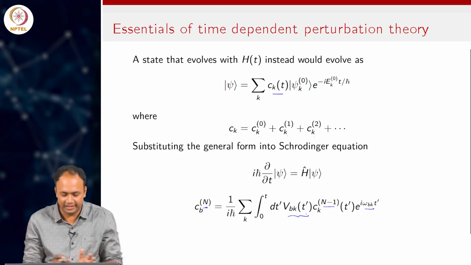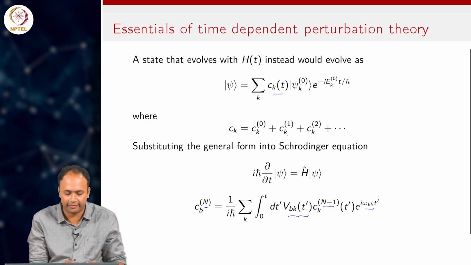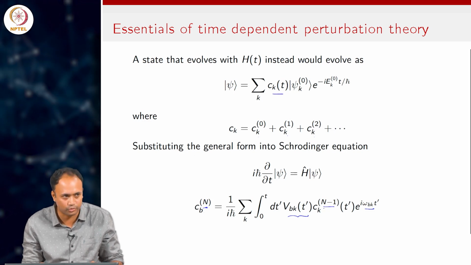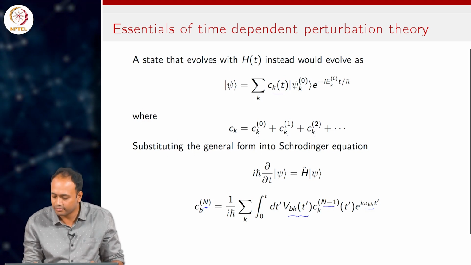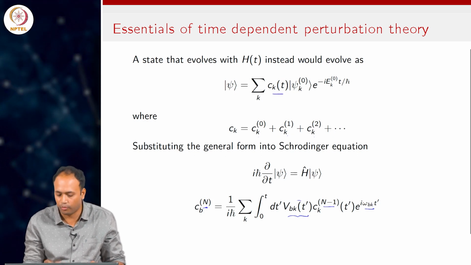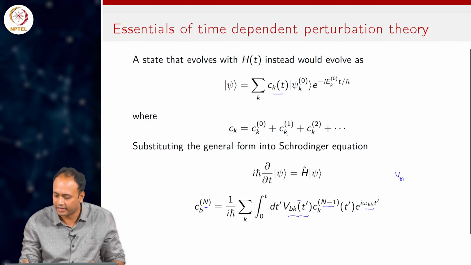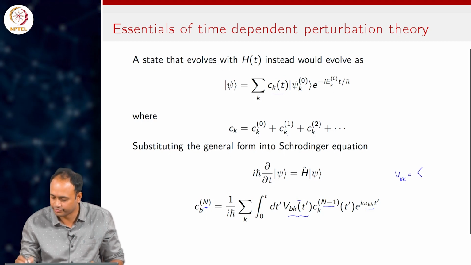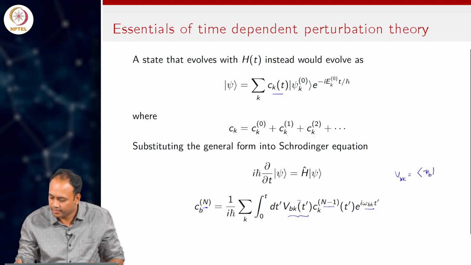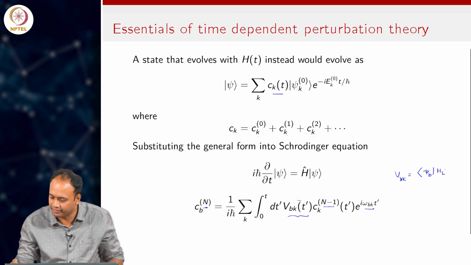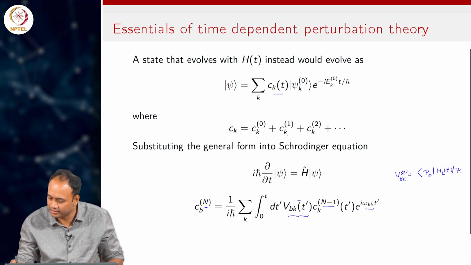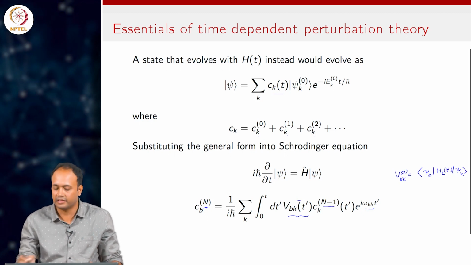So, these are the constituents of this equation. If I want the coefficient of a certain nth order, I need to know the coefficients of the n minus 1th order. There is some e to the i omega bk t, and there is a matrix element Vbk. What is this Vbk? It is essentially the expectation value of psi b, the interaction operator, the laser field, at some t prime, with psi k. Okay. This is such a matrix element.